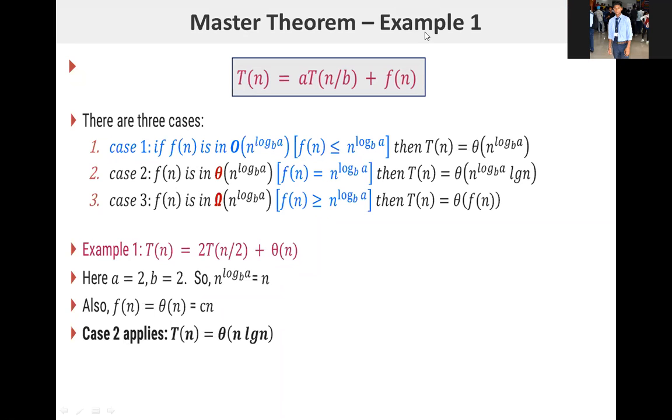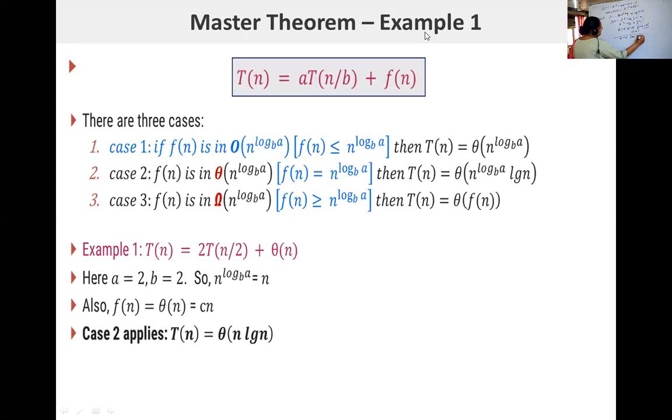Is it clear? The value of a is 2, the value of b is 2, and n is raised to power 1, so the value of d will be 1. Now see, a is equal to b, so the case 2 condition is true. Now what does this say? n raised to power d log n, and the value of d is 1, so n log n. So in this case the time complexity will be big O of n log n.